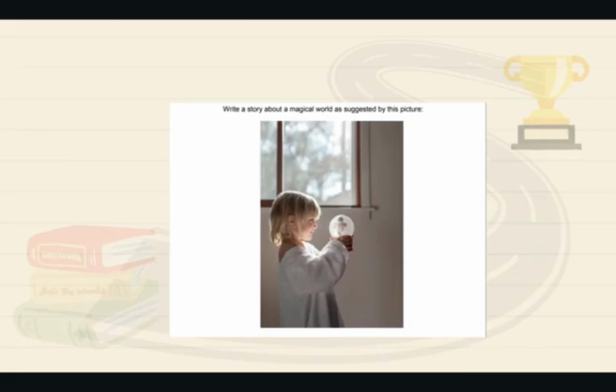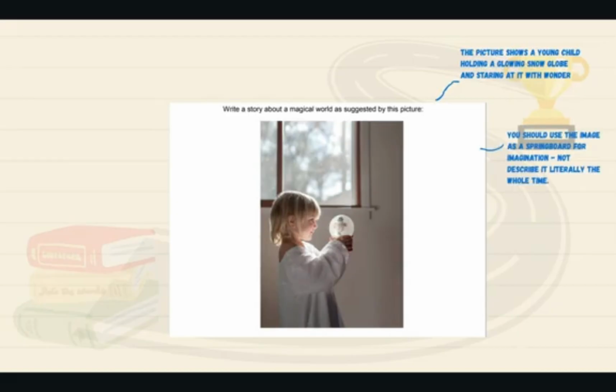Okay, let's have a look at my example. So here I've said first, the writer shows a young child holding a glowing snow globe and staring at it with wonder. I've then said you should use the image as a springboard for imagination, and you shouldn't describe it literally the whole time you're writing this answer.